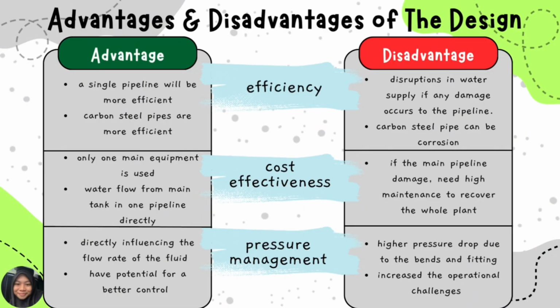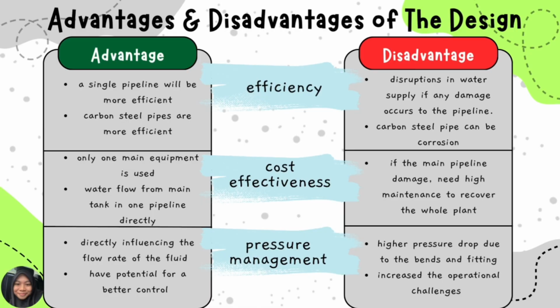However, the disadvantage of our design based on efficiency is disruption in water supply if any damage occurs to the pipeline route, which needs high maintenance to repair or replace the equipment. Next, carbon steel has the potential to corrode, especially in aggressive environments.